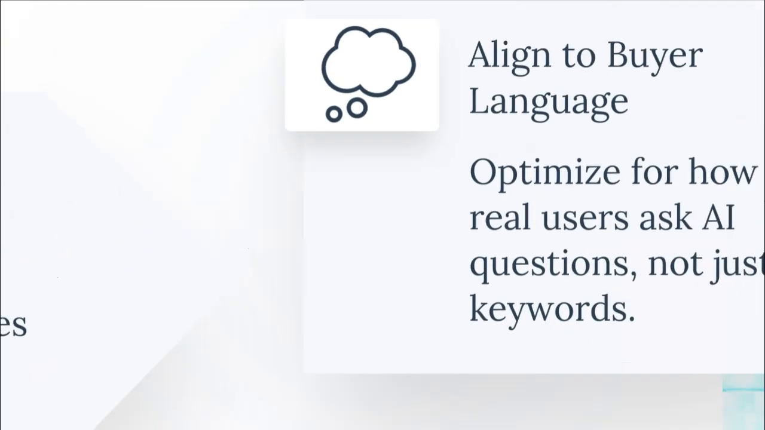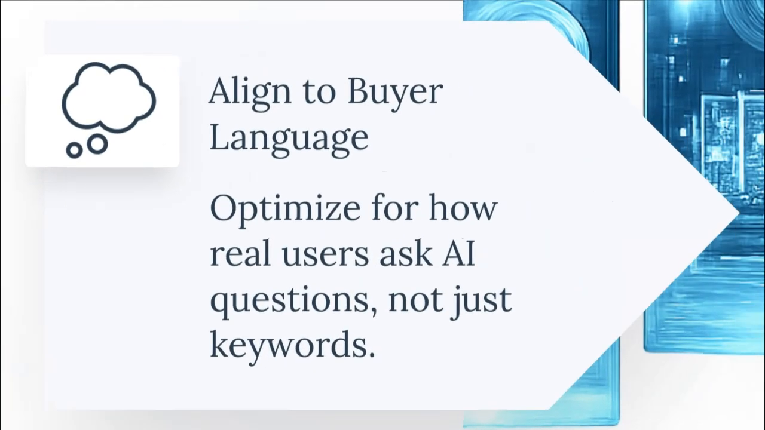Step 3, align actions to real buyer language. This part is really important. When you use the action plan, don't just optimize for keywords. Optimize for how real users ask AI questions. So instead of only thinking in terms of a head term like marketing automation, think about prompts like, what is the best marketing automation software for small businesses? Which CRM has strong automation features? What tools help automate lead nurturing? What software can automate email workflows?